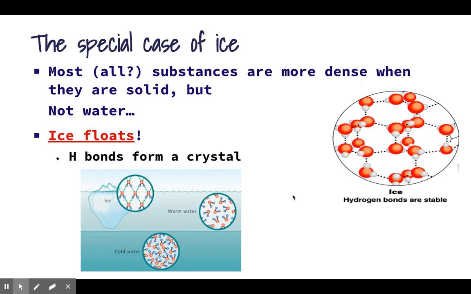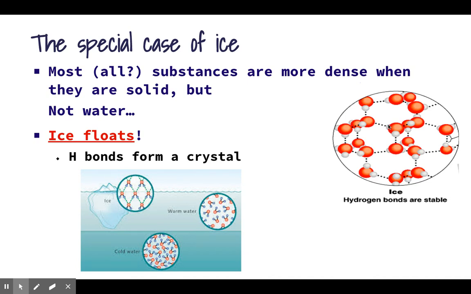All right, let's look at the next property of water, the special case of ice. Most or all substances are more dense when they're solid, but not water. As a solid, water floats, or ice floats. It's important because the hydrogen bonds form what is known as a crystal. So let's take a look at the regular bonding of water. Here are our water molecules. When it's colder, these hydrogen bonds push farther apart.